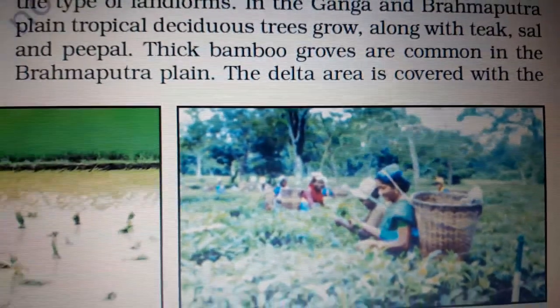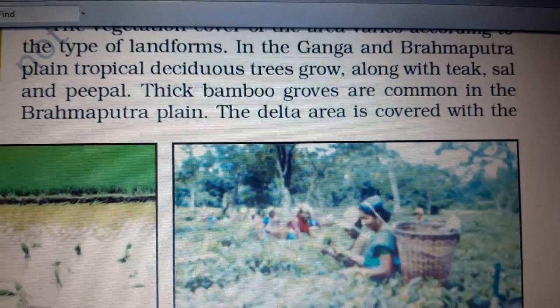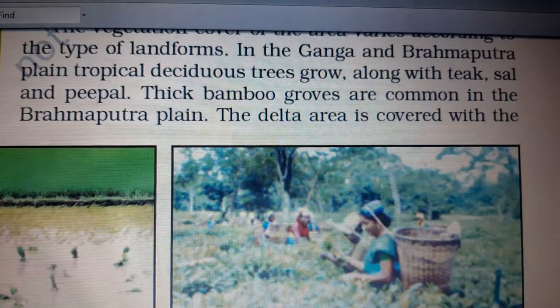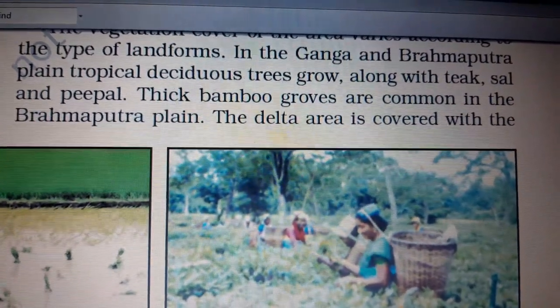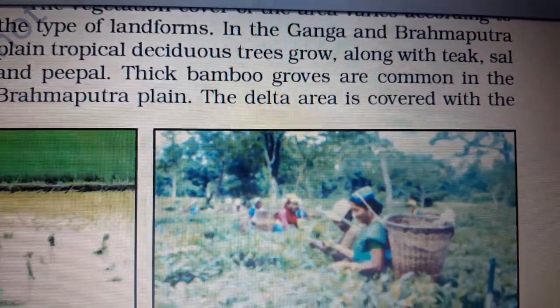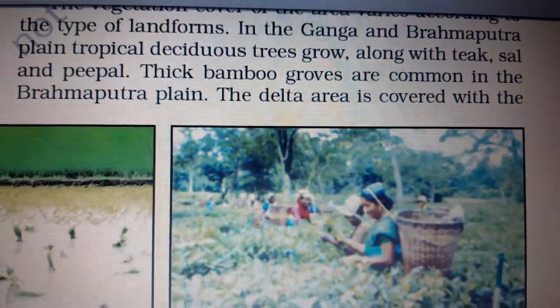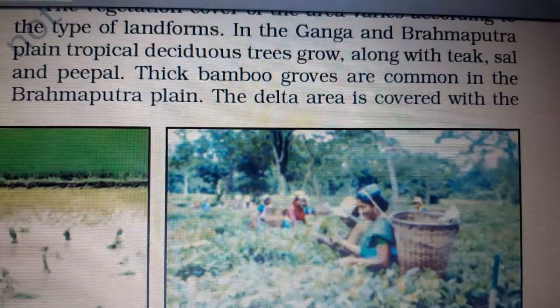And in the Ganga and Brahmaputra plains, tropical deciduous trees grow along with teak, sal and peepal. Underline the names of the trees. Which trees can grow here? Teak, sal and peepal. You have seen these trees in your surroundings because we are also part of the Ganga Brahmaputra basin. Thick bamboo groves are grown in the Brahmaputra plain. Bamboo sticks, the big ones, so they have grown in the Brahmaputra plain.